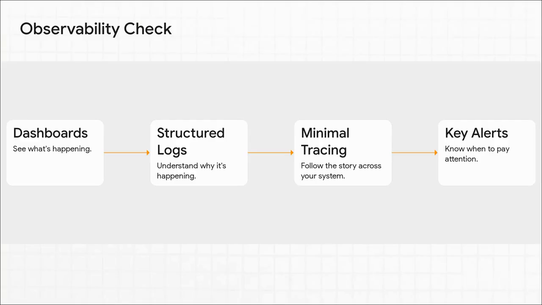Here it is, the whole mental model you need. First, you've got critical dashboards. They show you what's happening. Next, structured logs. They help you figure out why it's happening. Then there's minimal tracing, which lets you follow the story of a request across your whole system. And finally, key alerts, which are designed to tell you exactly when you need to pay attention. Let's see how this plays out in a real-world review.